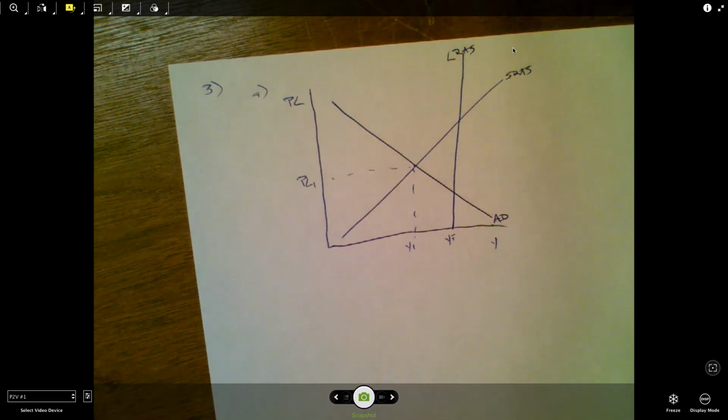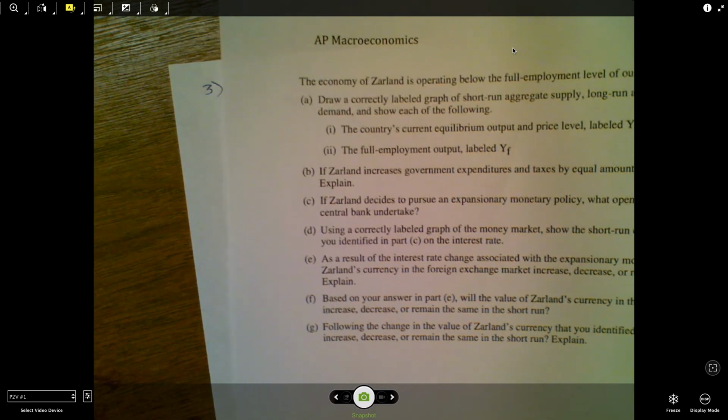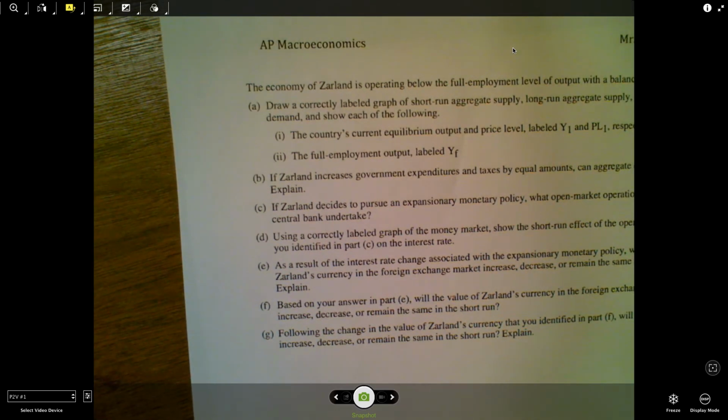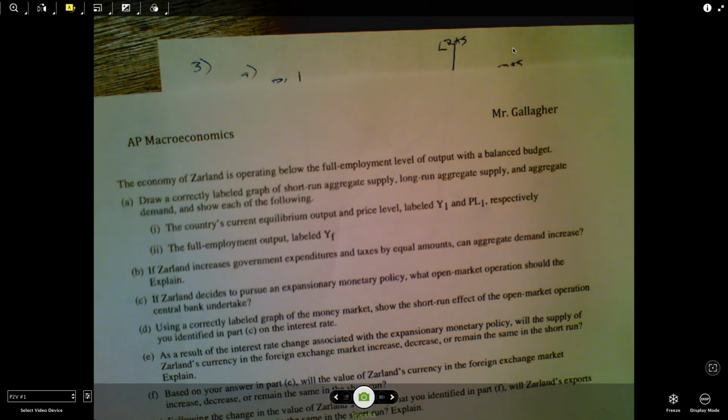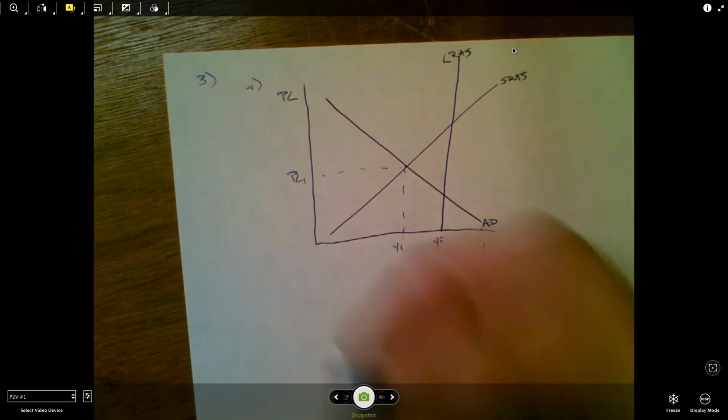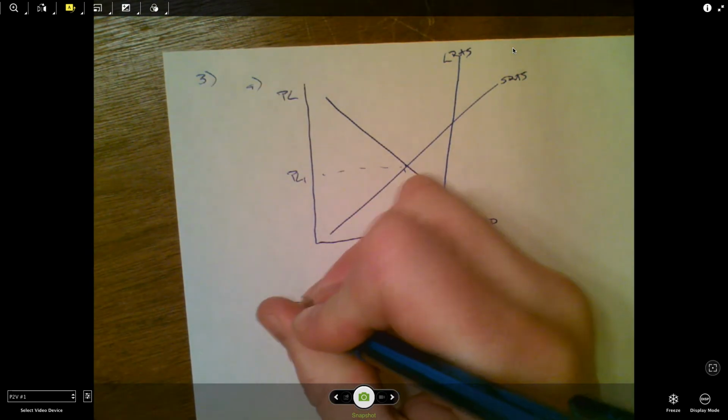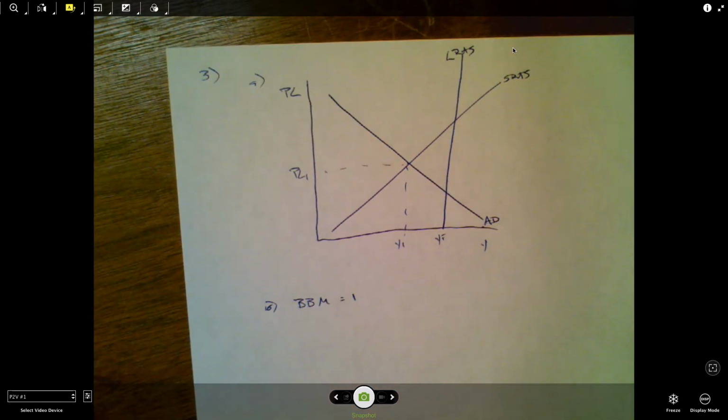Part B: if Zarland increases government expenditures and taxes by equal amounts, can aggregate demand increase? Well, this is your balanced budget multiplier. If we remember, the balanced budget multiplier equals 1. When the government increases spending and taxes by the same amount, AD increases by how much you spend, by that balanced budget multiplier of 1. So the answer is yes, aggregate demand can increase.